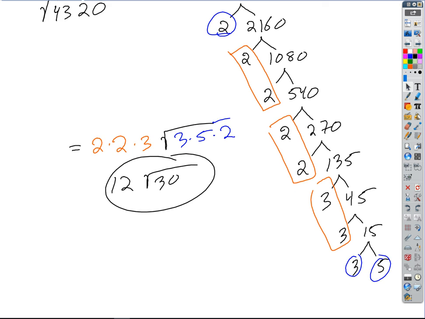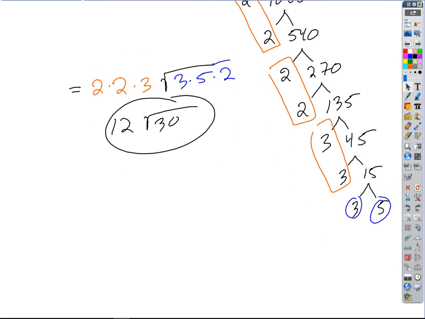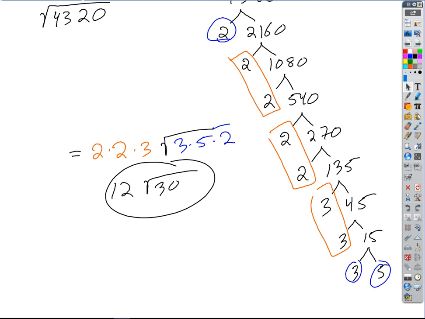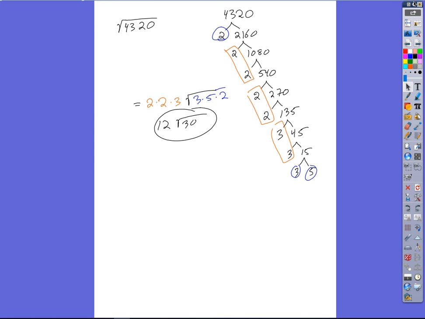broke 4320 up into its prime factors, and what we found was we had couples. We had a couple of twos, and a couple of threes, right? And then we had some singles. I had a single 2, a single 3, and a single 5. And so we write our answer then.